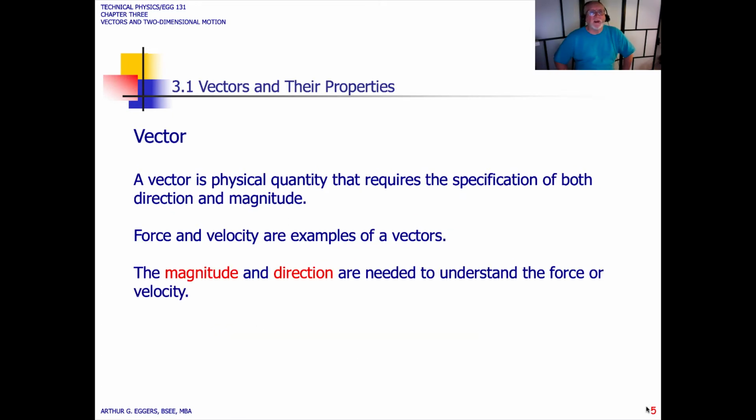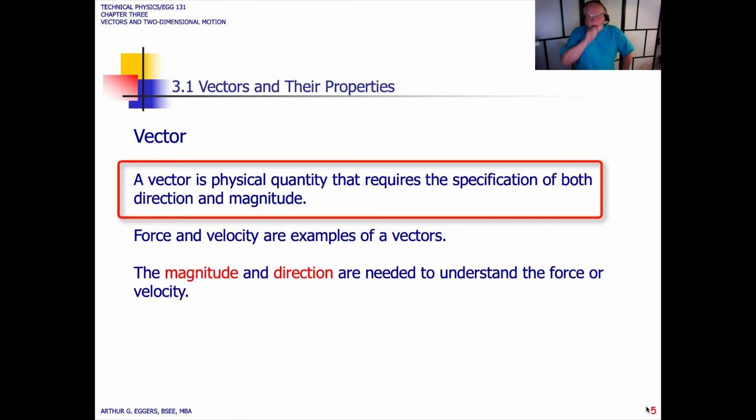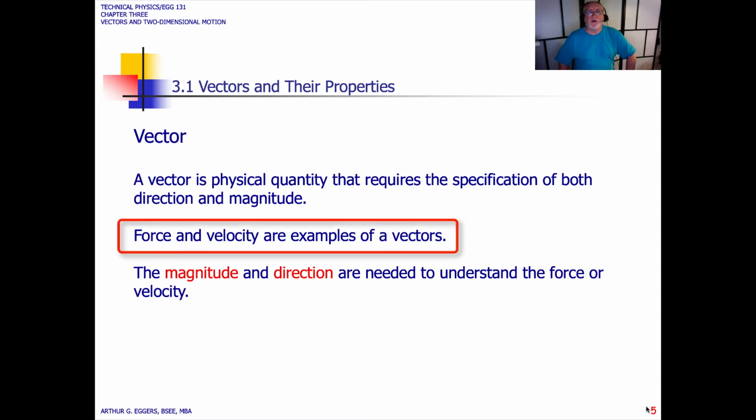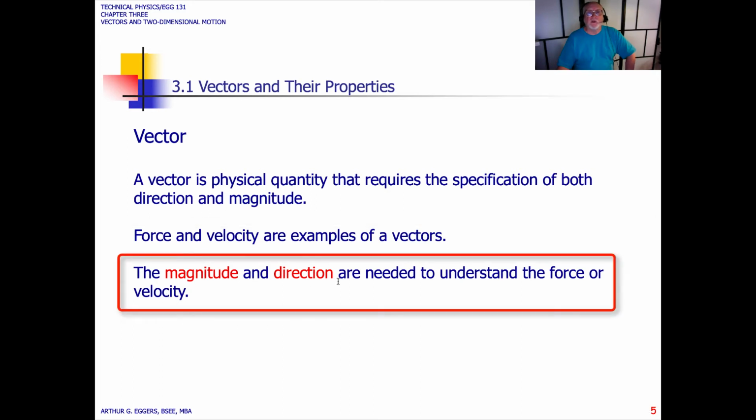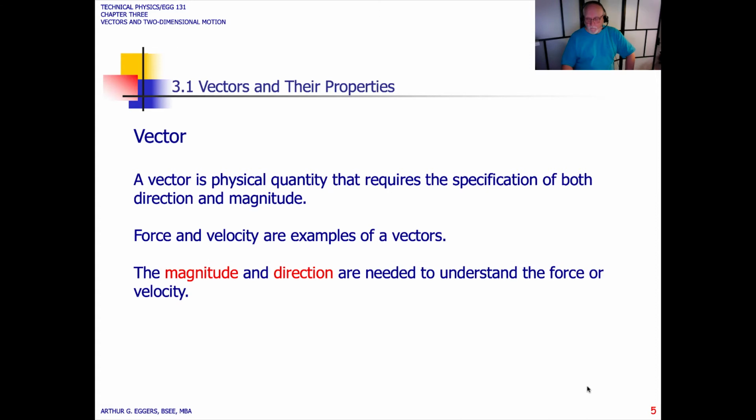The vector, on the other hand, is a physical quantity that requires the specification of both magnitude and direction. So we're going to start looking at these angles that are going to be made. How do we determine which way it's going and with what velocity or acceleration? Force and velocity are examples of a vector. So the magnitude and direction are needed to understand the force or velocity.